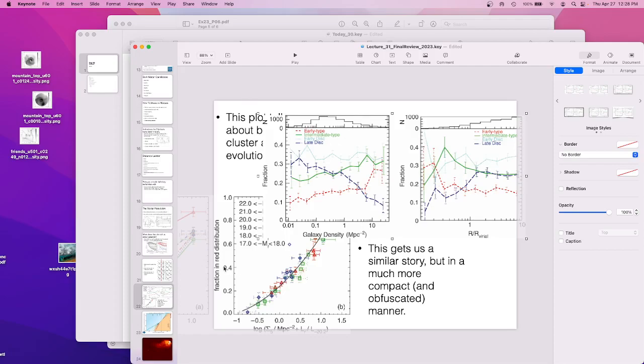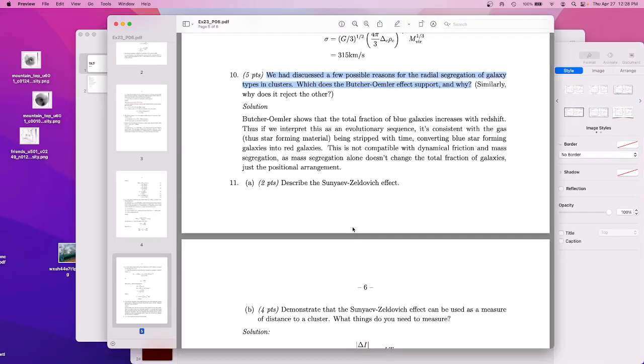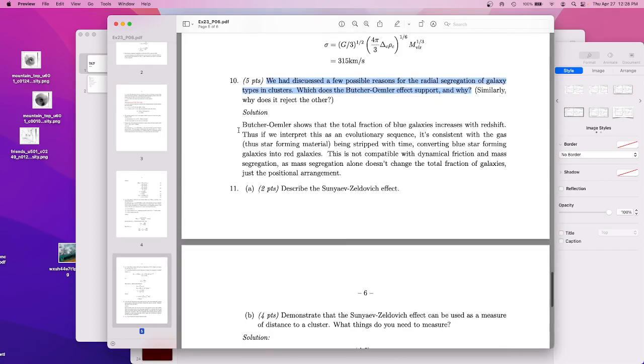And Butcher-Oemler isn't here. Oh man. So what Butcher-Oemler shows is that the fraction of blue spirals increases with redshift. So that says that the galaxy populations are actually changing. Does that make sense? So Butcher-Oemler shows that the total fraction of blue galaxies increases with redshift. So going back in time, things get bluer. So this radial distribution within galaxy clusters comes from the evolution of the galaxies, as galaxies turn into redder galaxies because they smash into each other and burn out.